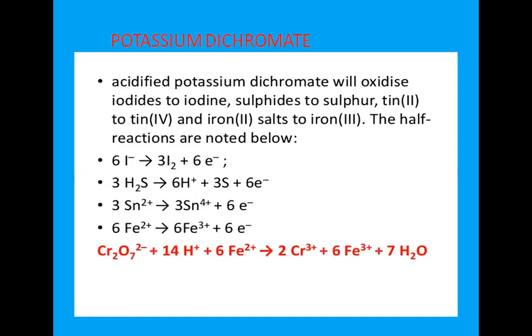Then, regarding the oxidizing agent character, reactions of potassium dichromate. When acidified, potassium dichromate will oxidize iodide to iodine, sulfides to sulfur, tin 2 to tin 4, and iron 2 gets converted into iron 3. How to write these half cell reactions?